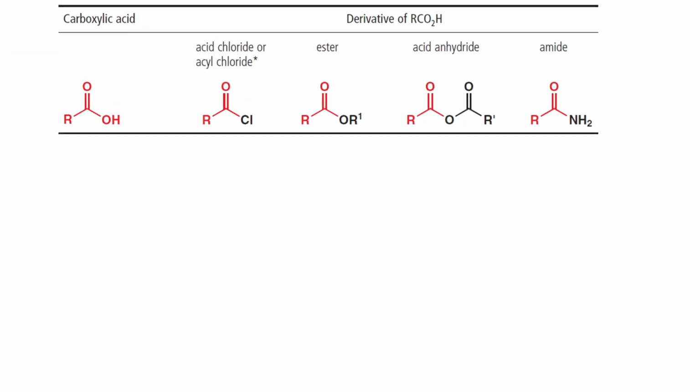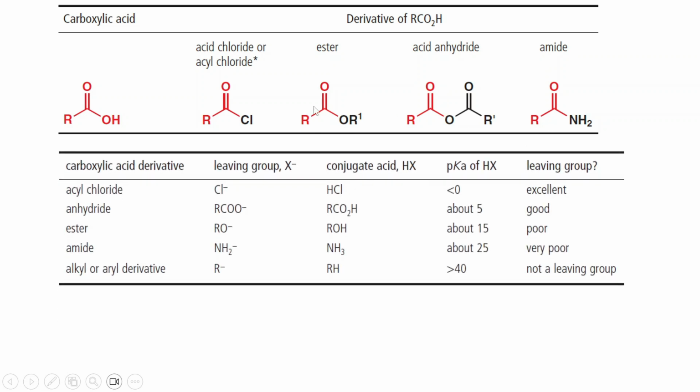For a better understanding, I have shown here a table containing various derivatives of carboxylic acid. You can see here the carboxylic acid, the acyl chloride, or acid chloride, and we have our ester, acid anhydride, and amide. In this table we have the carboxylic acid derivatives and the corresponding leaving groups. For example, for an acyl chloride, the leaving group will be the chlorine. For an anhydride, the leaving group will be RCO2 minus. The black one is the leaving group. And for an amide, the NH2 minus will be the leaving group.